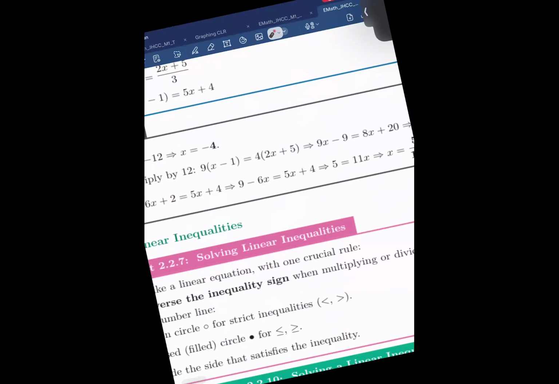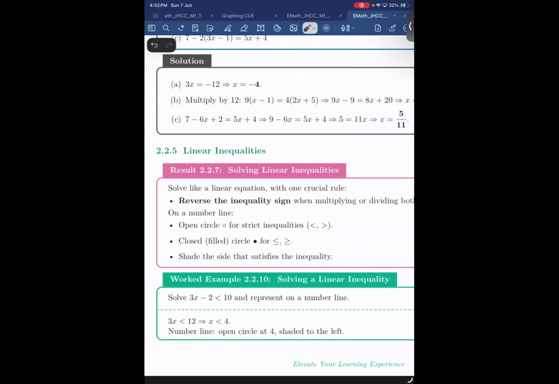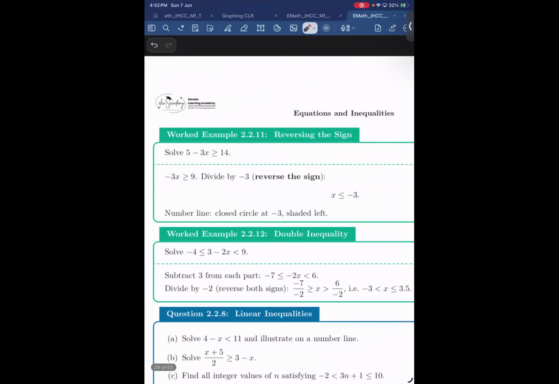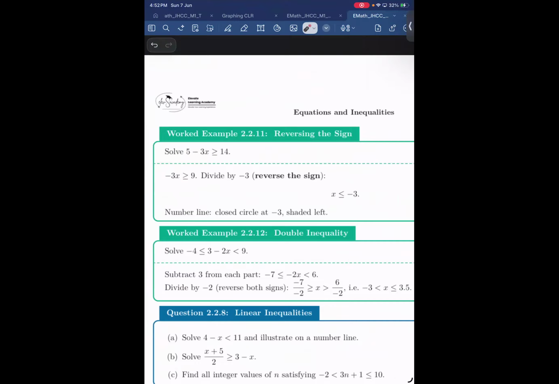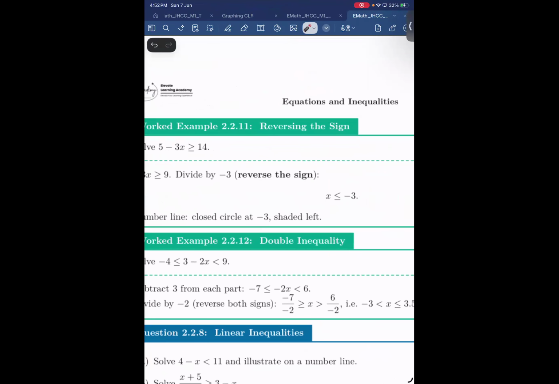So solve 3x minus 2 less than 10 and represent it on a number line. Solving this, make x the subject, x less than 4. So 4, then you do like that. Then solve 5 minus 3x more than or equal to 14. So here what you can do is minus 5 on both sides, and then you divide by -3. But because it's -3, it's negative, you have to flip the sign. So x less than or equal to -3.